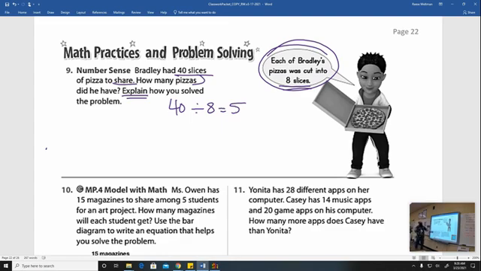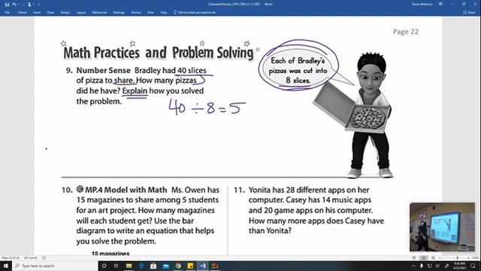Perfect. Don't get thrown by there being multiple questions or thinking there's not enough information or problem. I know a lot of people look at a word problem and think, oh no, I can do this with numbers, but words don't go together. But they do. And 40 divided by 8 equals 5. So Bradley had 5 pizzas. He had a pizza party.